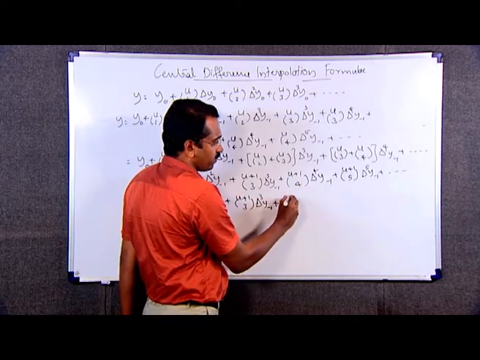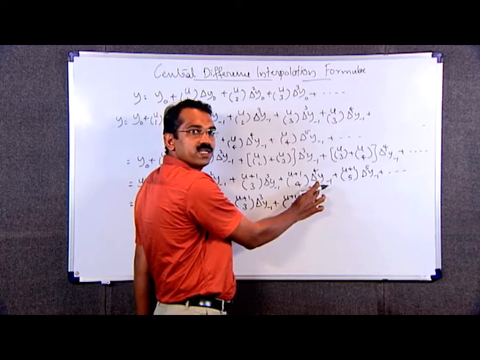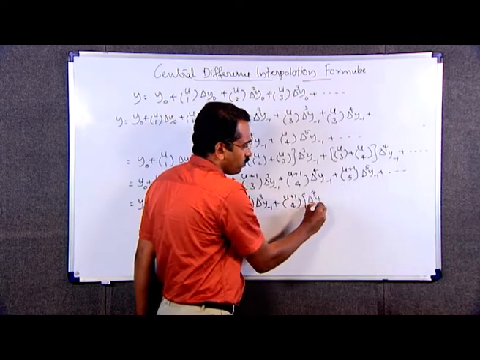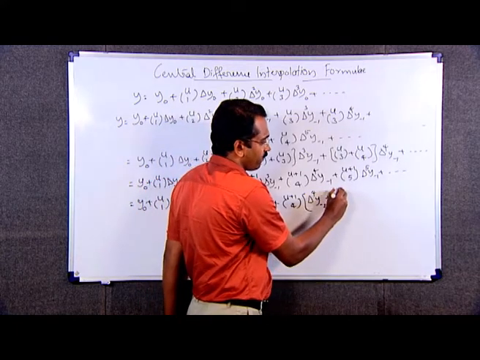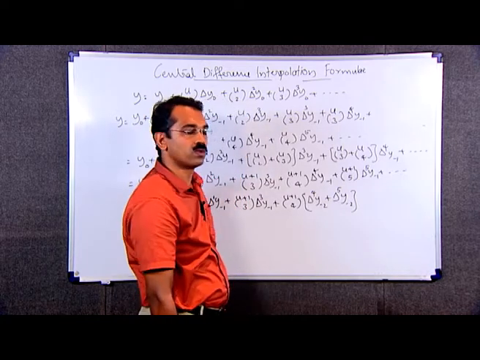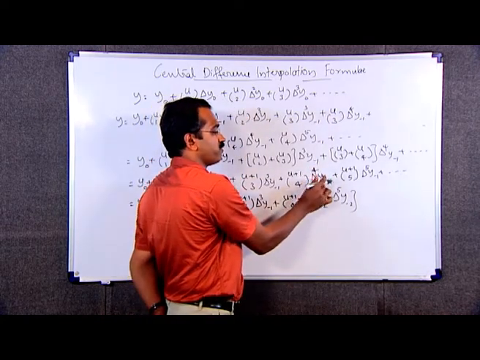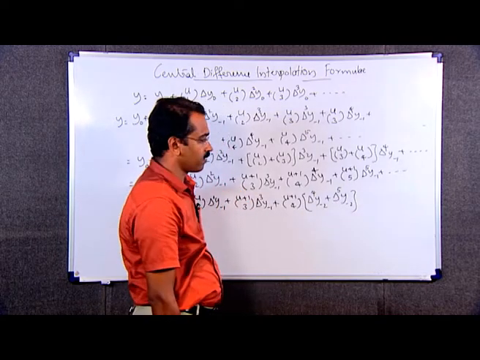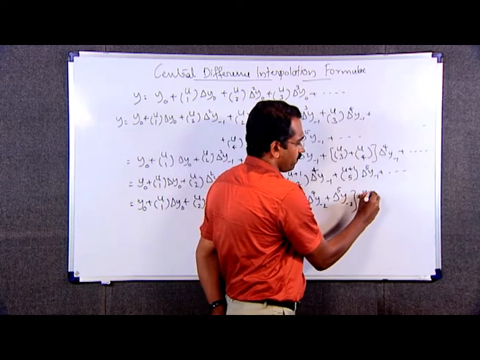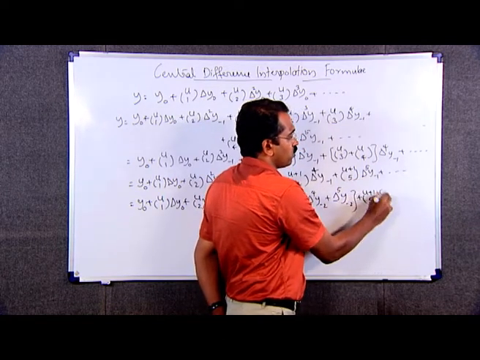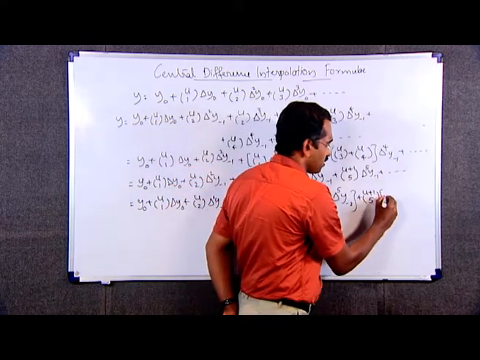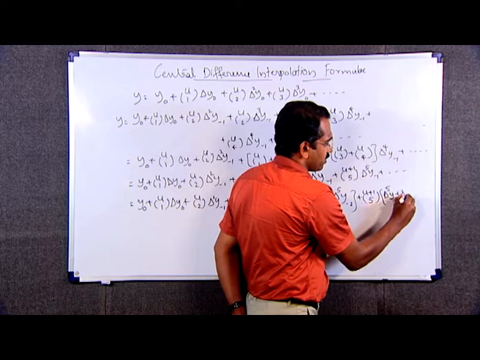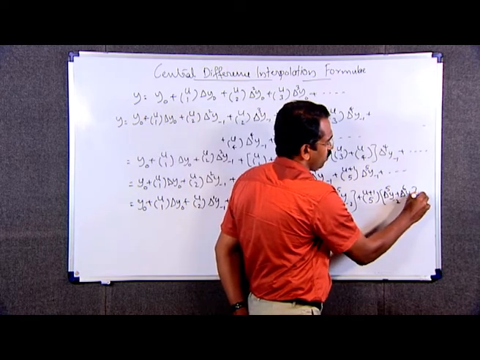plus u plus 1 C4 into, here we write delta raised to 4 y minus 1 as delta raised to 4 y minus 2 plus delta raised to 5 y minus 2. That is this difference can be expressed in terms of this y minus 2, plus u plus 1 C5 into delta raised to 5 y minus 1 can be written as delta raised to 5 y minus 2 plus delta raised to 6 y minus 2 plus etc.